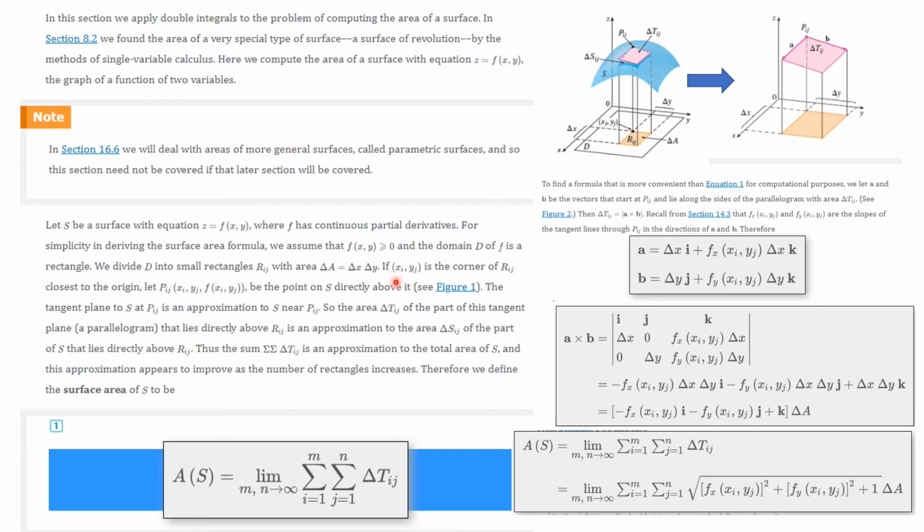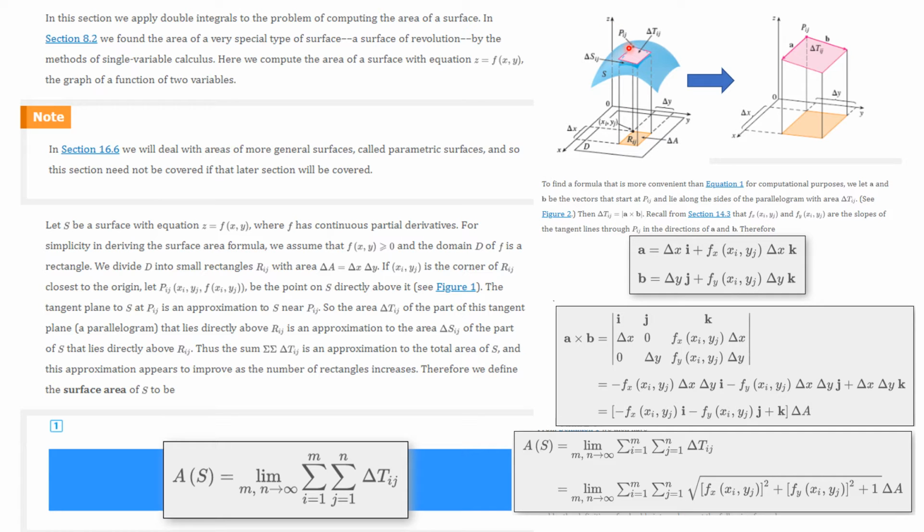If then xi, yj is the corner of this rectangle, Rij, that's closest to the origin. So there is the origin, and there is this point, xi, yj. Then we're going to let P, which is up here, be the point Pij that's directly above that point. And again, we're being very precise so you can see that we're not double counting, and so on and so forth. All right, so now we've established this xi, yj, and Pij up here.